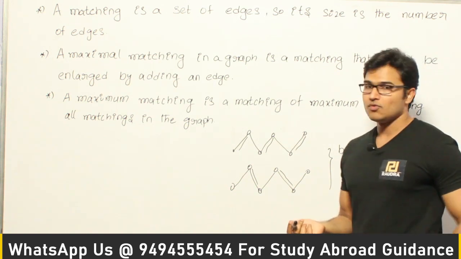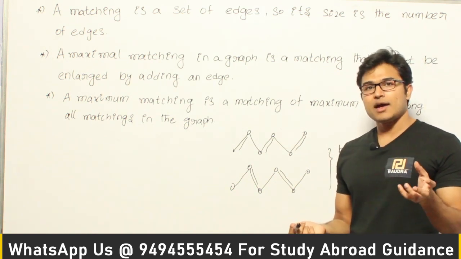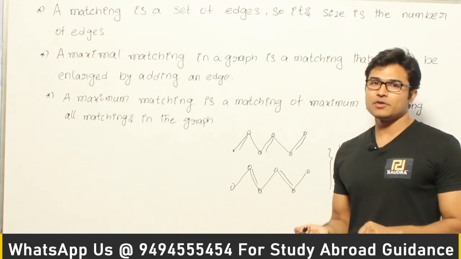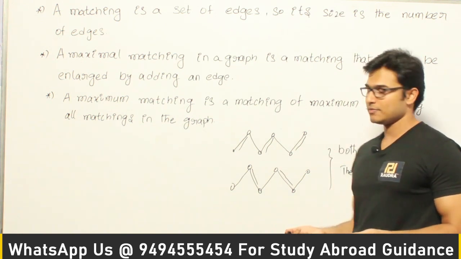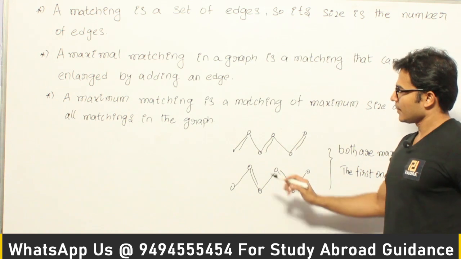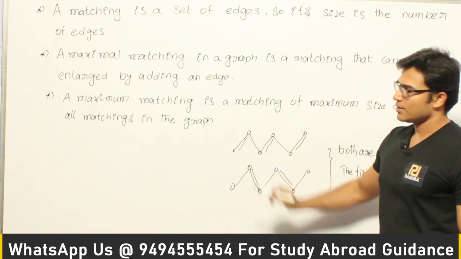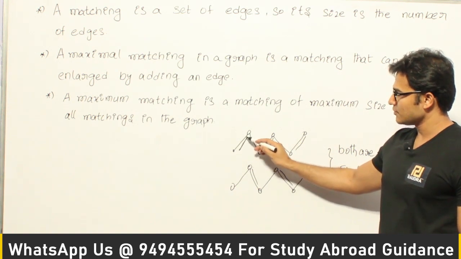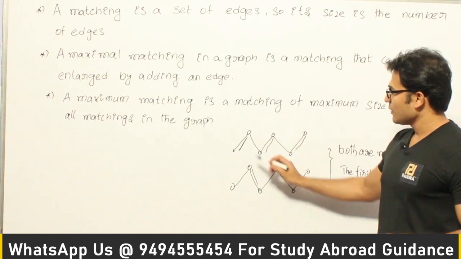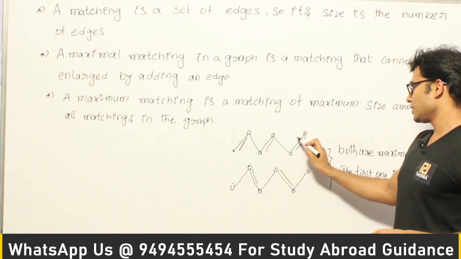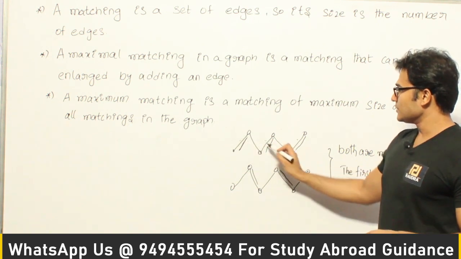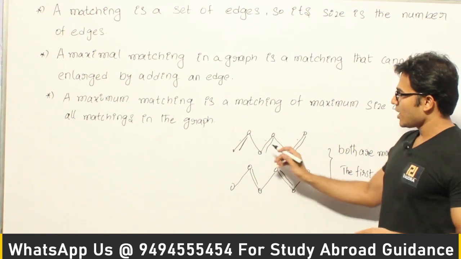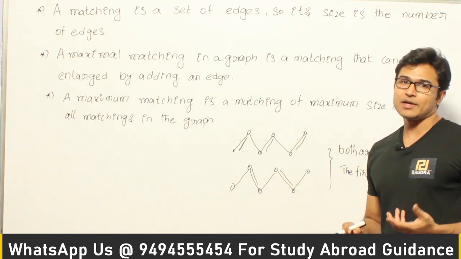So what does it mean? If you find a matching and you can't add one more edge into this matching without disturbing the property of the matching, then it is called a maximal matching. For example, if you look at this, this is the entire graph, and wherever I have drawn the parallel lines, it means that I am including those edges in my matching. Now this edge is included, this edge is included, this edge is included. After including these three edges, which means I have already included all the vertices, I can't add any more edges into our matching, right?